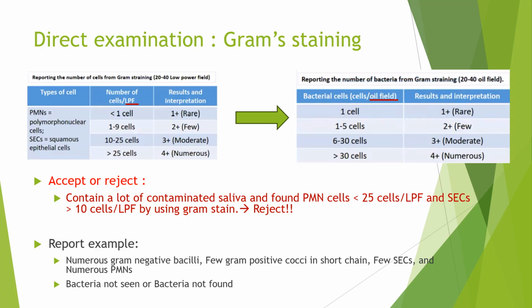This is the report example. You can report it as numerous gram-negative bacilli, few gram-positive cocci in short chain, few SEC, and numerous PMNs. Or you can report it as bacteria not seen or bacteria not found.